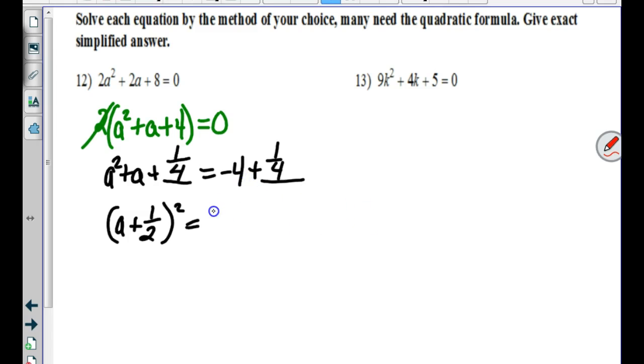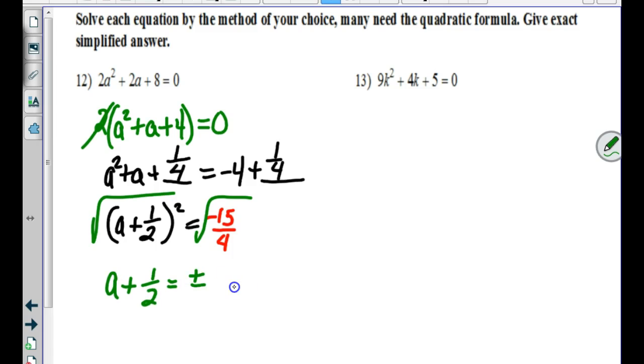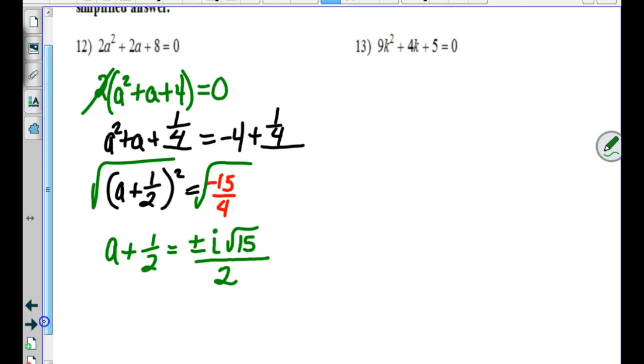This would be negative 15/4. Is that right, guys? Okay, then what? Square root both sides. We have a plus 1/2 equals plus or minus. What happens over here? The negative becomes an i. We have square root of 15, but in the denominator, what happens? Yes, the square root of 4 is just 2, thankfully. So if I subtract the 1/2 over to the other side, it becomes negative 1/2 plus or minus i square roots of 15 over 2.